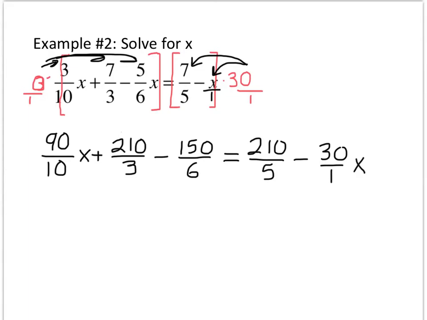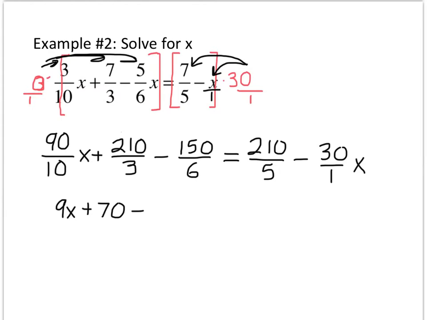Okay, now some of these numbers are pretty big, and that's okay if you might need a calculator to actually simplify. But the good news is that because we used the least common multiple, all of these numbers should now in fact simplify down to a single integer. So let's see, 90 over 10, I know that divides to 9. 210 over 3, I know divides to 70.